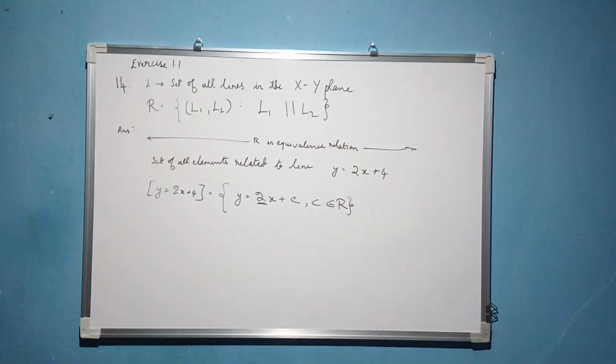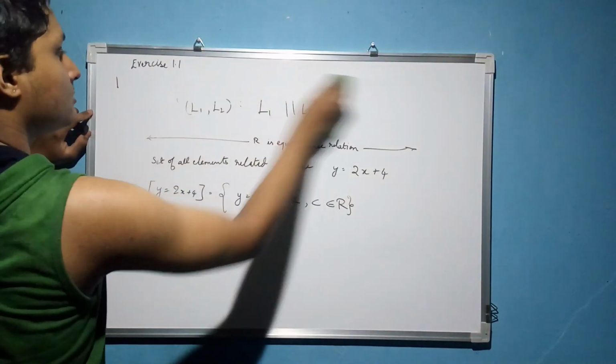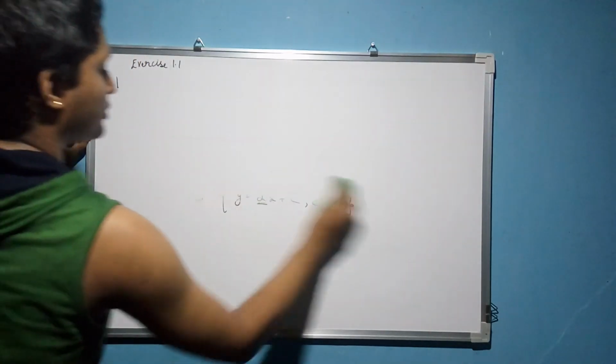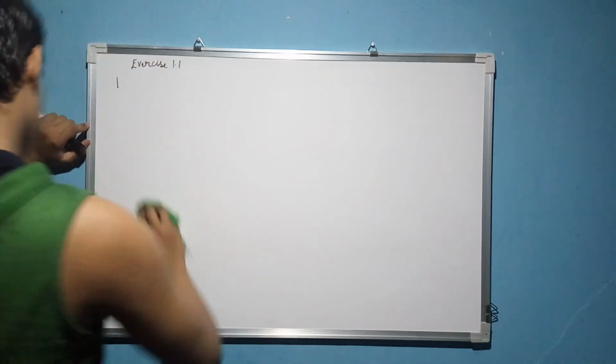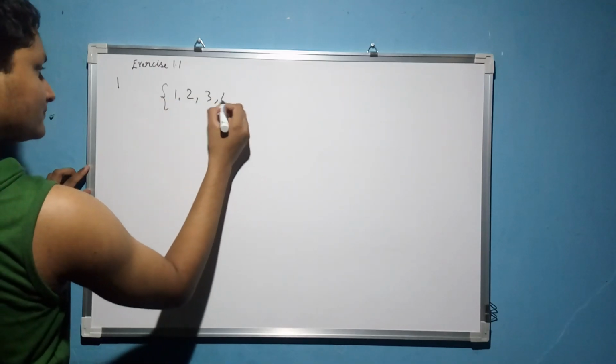That's it. Now we have the 15th question. The 15th question is just about the MCQ. How to solve the MCQ. Generally, that's very important for the competitive exams. So the 15th question is, it has the set 1, 2, 3, 4.